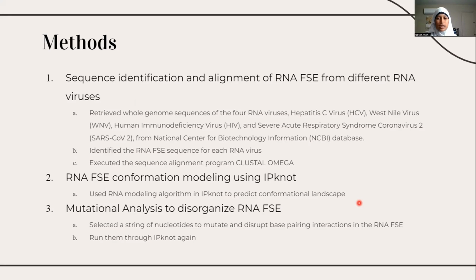And we used the information from earlier studies to identify the RNA FSE sequence of each virus from the entire genome. Then we submitted the sequences to the sequence alignment program, which is Clustal Omega, to determine the % sequence identity between the FSE from the different RNA viruses.